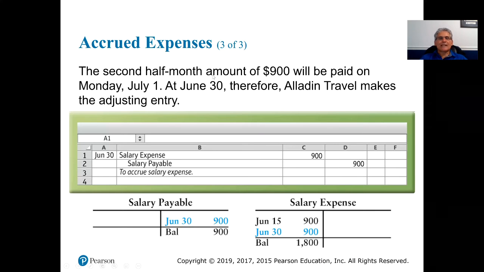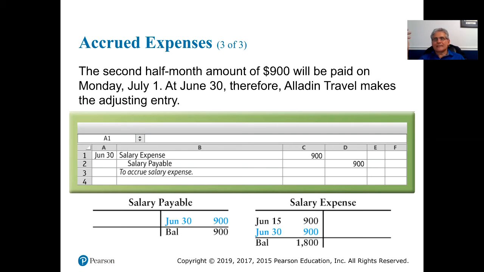Okay, now the second half, even though it's through Sunday, June 30th, we're not going to make the payment until July 1st. But as of June 30th, we owed that money. So this is an example of money that we owe and an expense that's been incurred, but we haven't paid it yet. If we ignore it, then we're going to generate a set of financial statements that are incorrect. Those financial statements will not contain a salary expense of $900 that has been incurred.